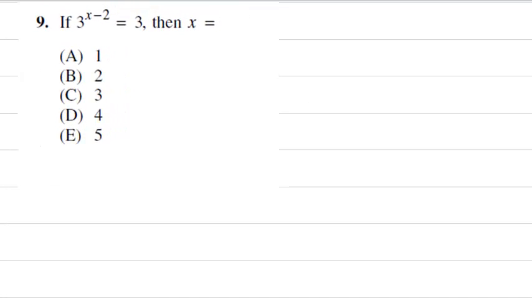Here's a problem from College Board's 2002 practice test. 3 to the x minus 2 power equals 3. Well, it's a question of 3 to which power equals 3. 3 to the 0 power would be 1, and 3 to the first power equals 3. Therefore, x minus 2 has to equal 1. Add 2 to both sides, and x equals 3.